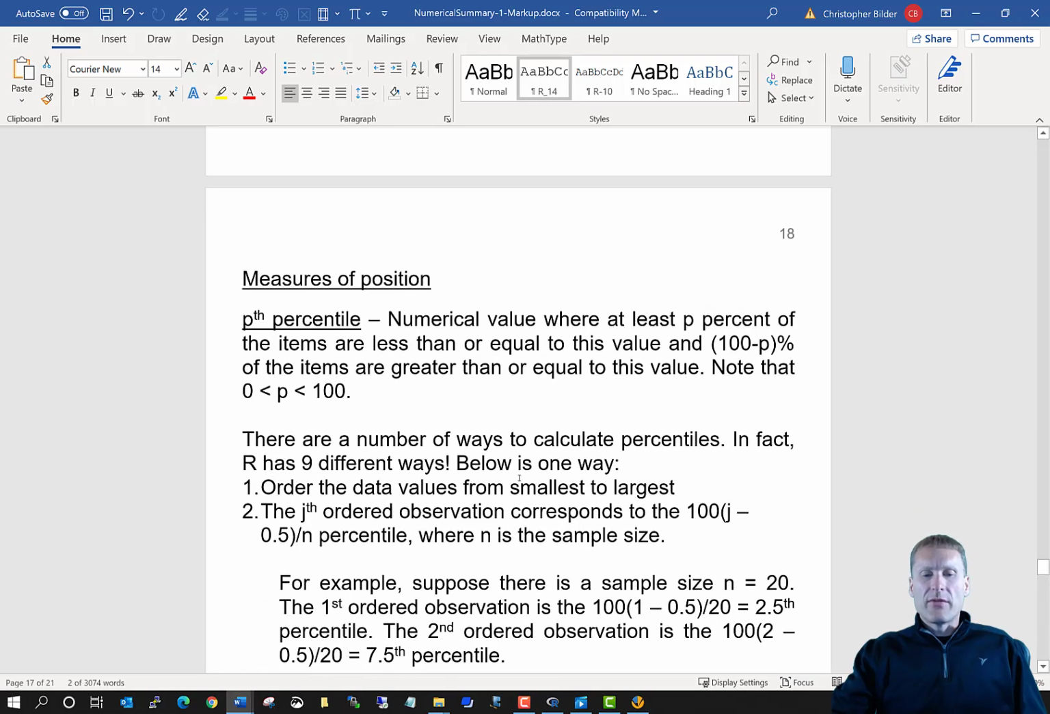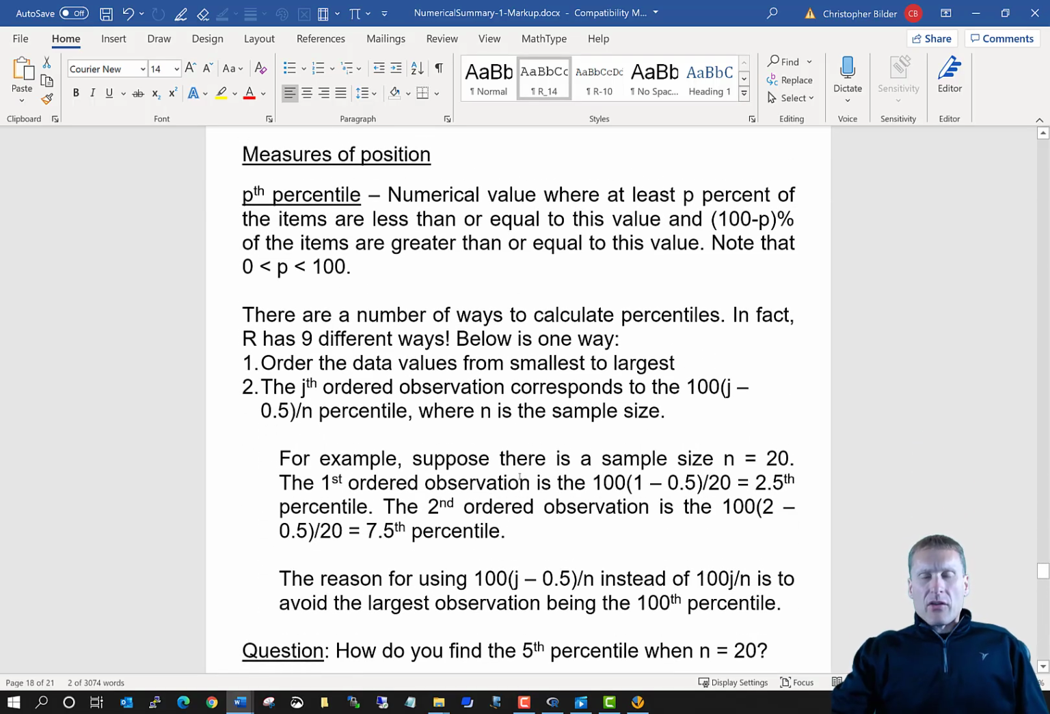Okay, so let's move on. We've talked about the mean, we've talked about measures of variability, the variance and the standard deviation. I guess we've also talked about the median as well. Now let's also talk about measures of position, like a percentile. So for example, the p percentile is the numerical value where at least p% of the items are less than or equal to this value, and also 100 minus p% of the items are greater than this value.